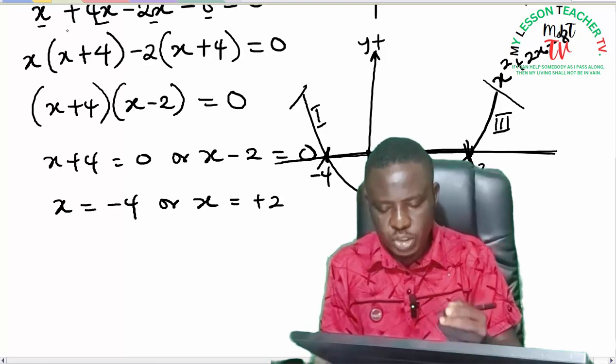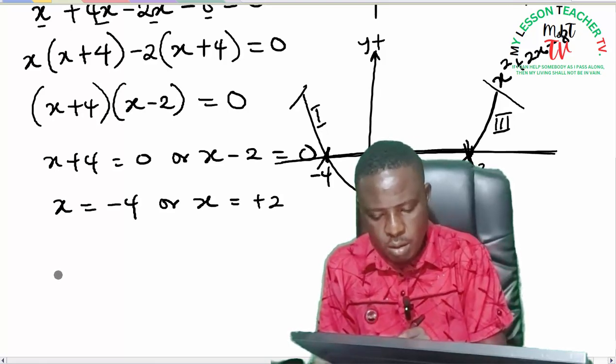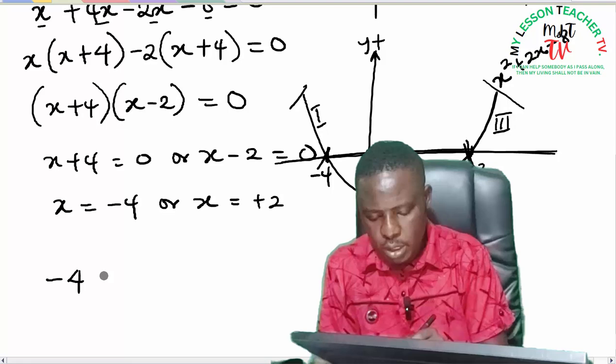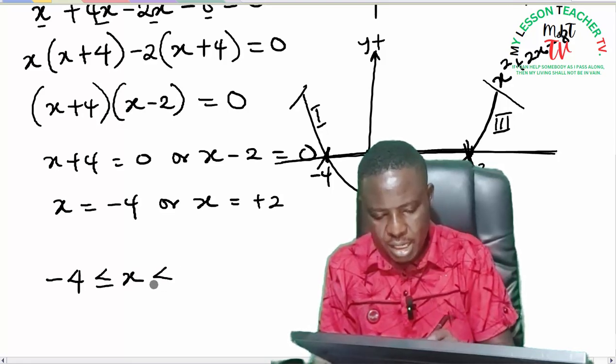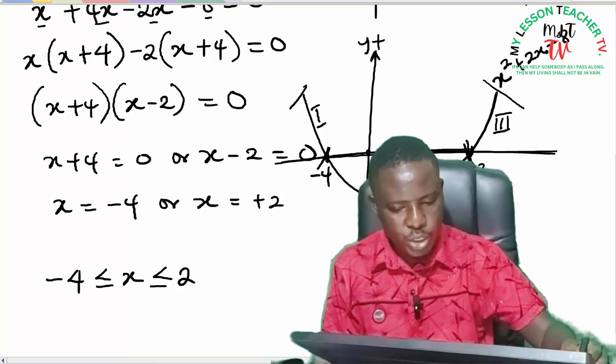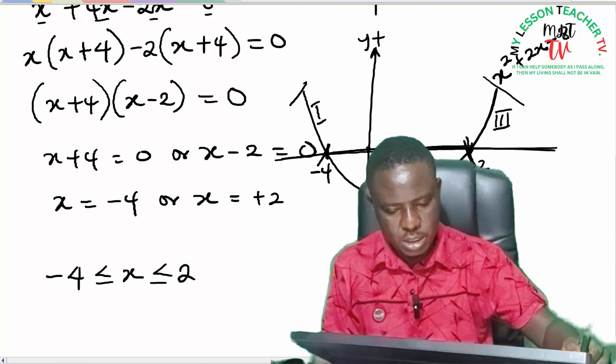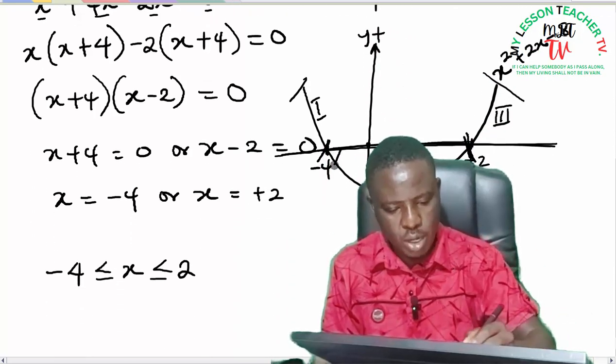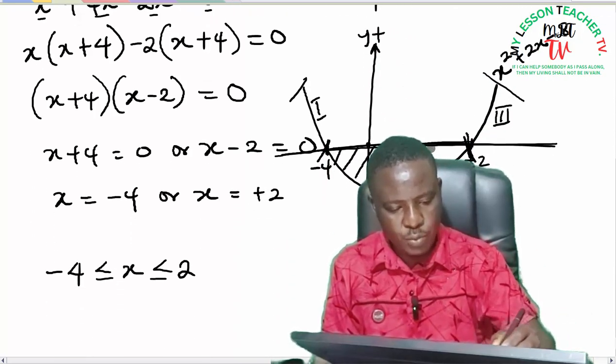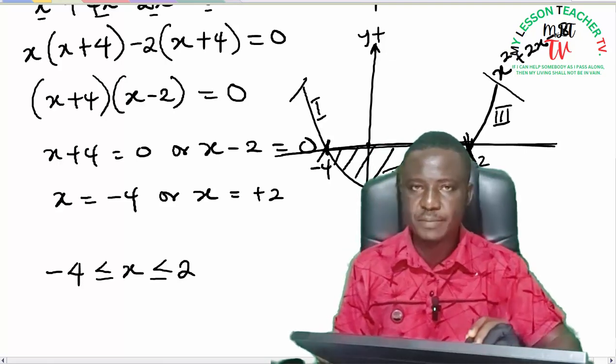The solution to the question now is minus 4 is less than or equal to x, and x is less than or equal to 2, which is this region 2. And I'm going to shade it if you are to represent it graphically.